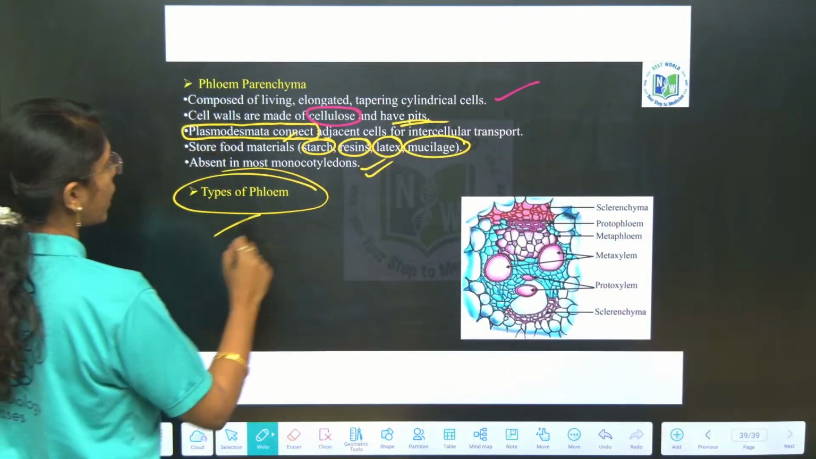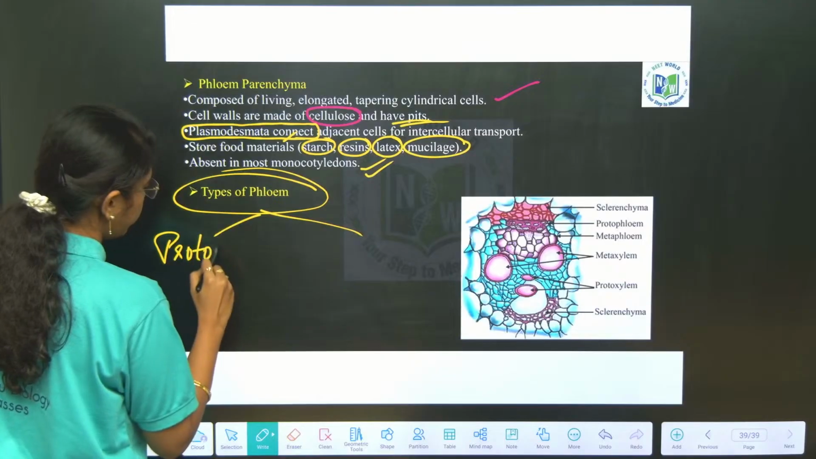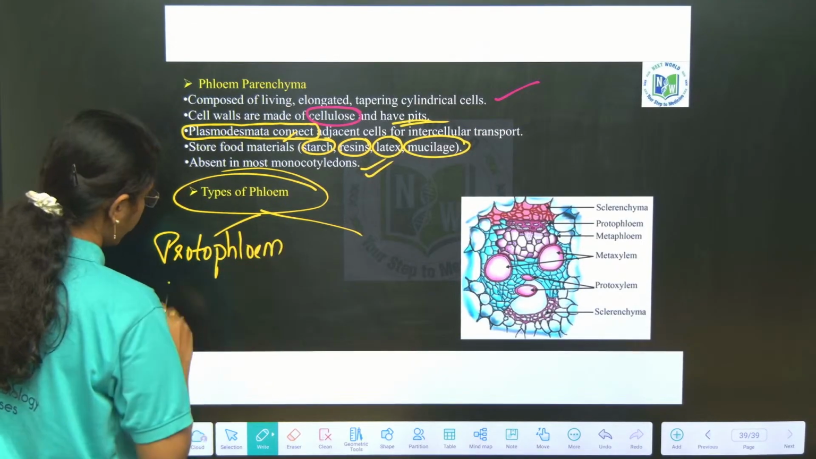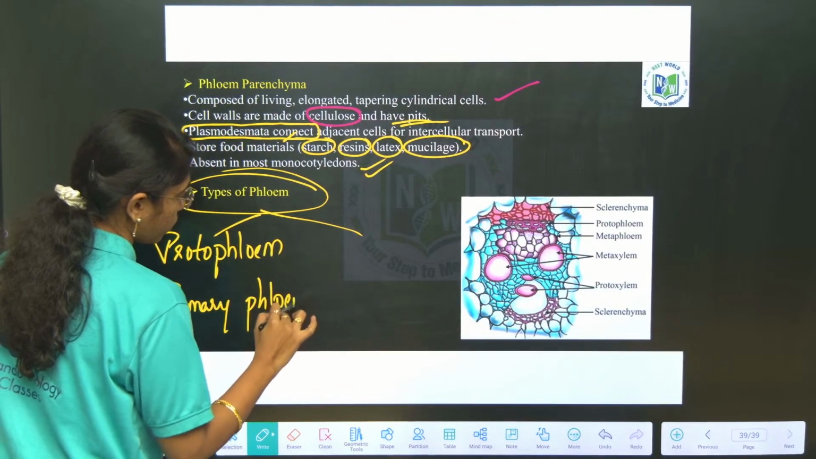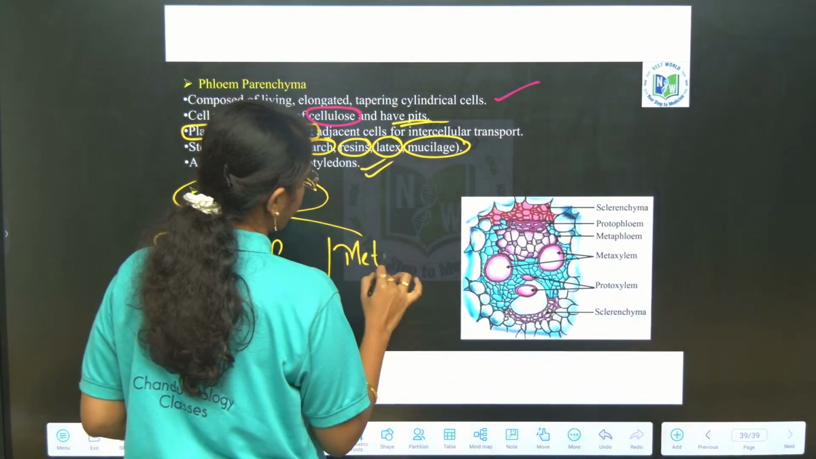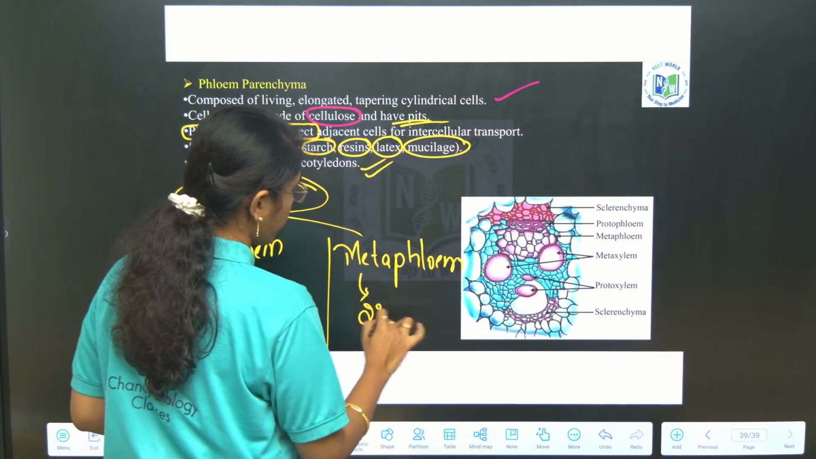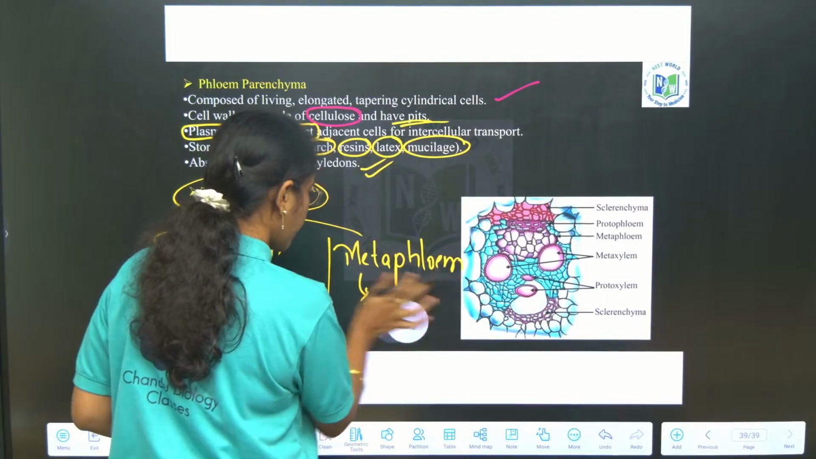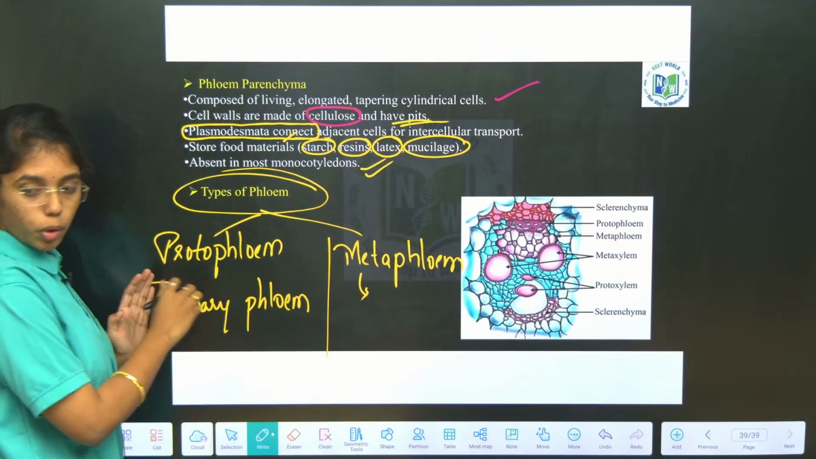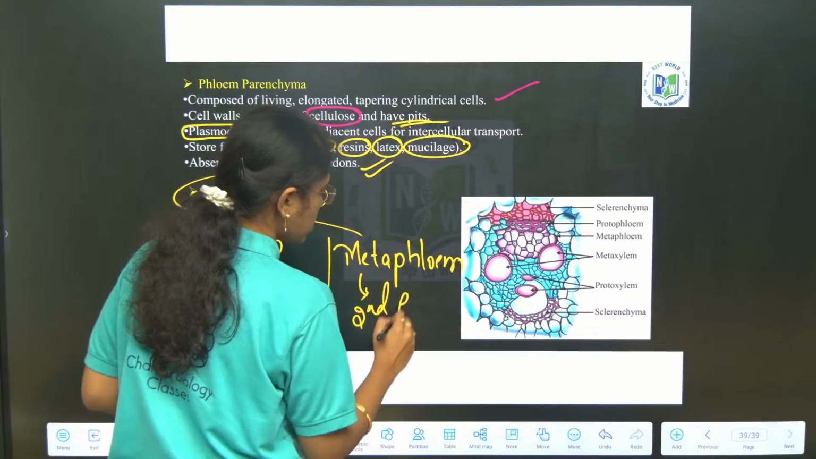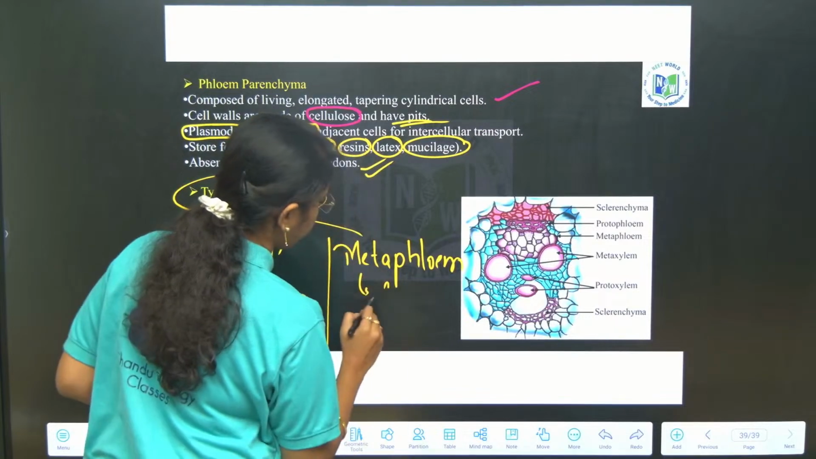Now you see types of phloem. We have two types again, same as we have seen in xylem. We have protophloem, which is primary phloem, and metaphloem, which is matured phloem. In primary phloem only you have two types. First formed is protophloem, second formed or matured is metaphloem.